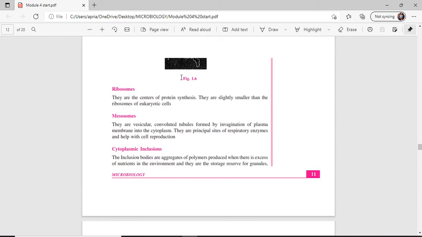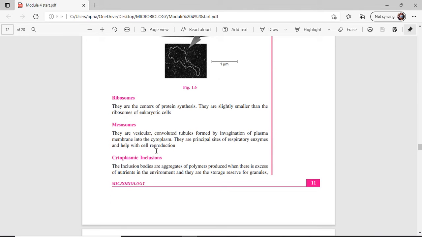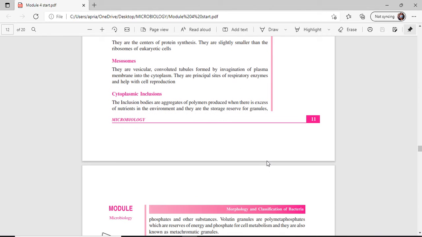Di ba, we're talking about bacteria? So, we are on prokaryotes. Okay, it is being compared sa atong eukaryotic cells. Mas gamay ang ribosomes sa prokaryotes ng mga bacteria. Your mesosomes, they are vesicular convoluted tubules formed by the invagination of plasma membrane into cytoplasm. They are principally sites of respiration enzymes and help with cell reproduction.